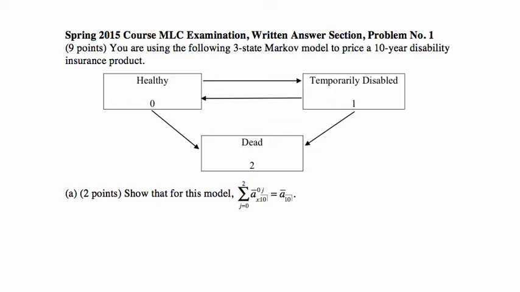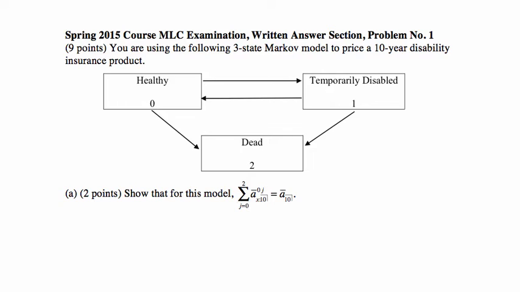We are using a 3-state Markov model to price a 10-year disability insurance product. There are 3 states: healthy, temporarily disabled, or dead. You can go from the healthy state, denoted by 0, to the temporarily disabled state, denoted by 1, or to the dead state, denoted by 2. From temporarily disabled, state number 1, you can go back to healthy, or to the dead state, and the dead state is absorbing.